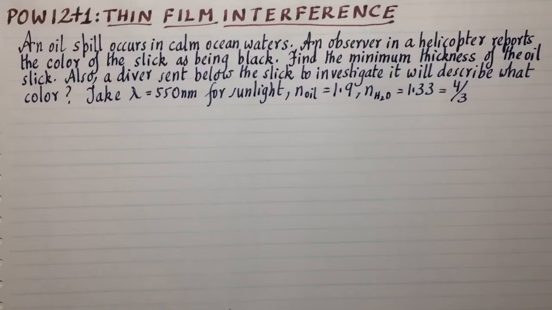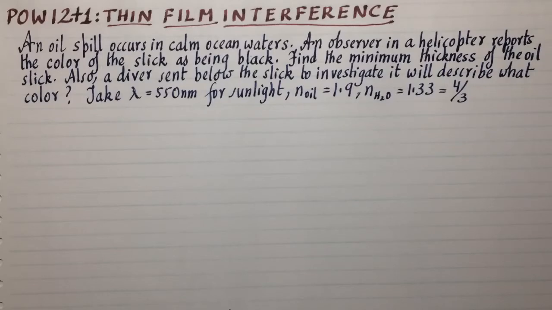Also, a diver sent below the slick to investigate it will see what color? How will that diver report the slick? We're going to take lambda equals 550 nanometers for sunlight, which is the optimum wavelength for the human eye to detect sunlight. The oil slick's refractive index is 1.9 and the refractive index of water, as usual, is 4/3.